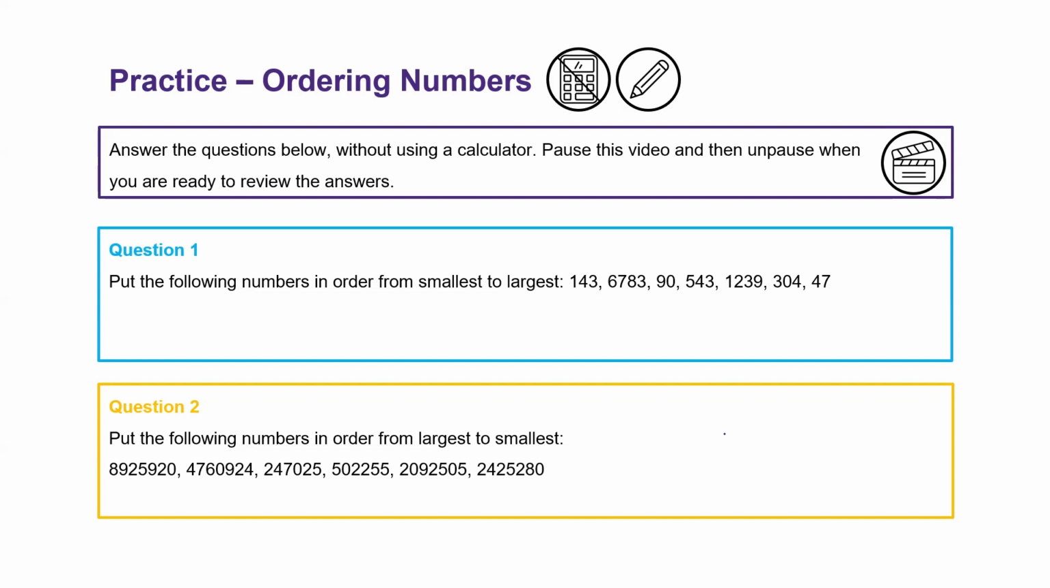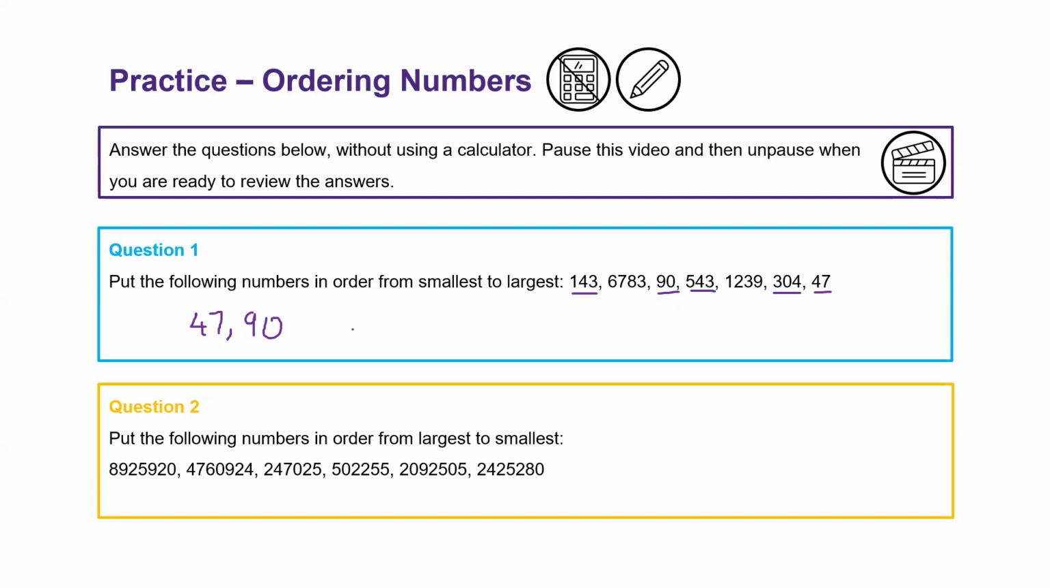Okay, for question 1, we're putting the numbers in order from smallest to largest. So I'm going to look at my 2-digit numbers first. So I can see 47 is smaller than 90. Okay, they're done. I'm then going to look at my 3-digit numbers. So I've got 143, 543, and 304.